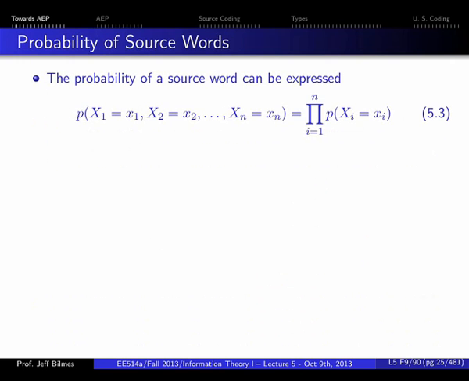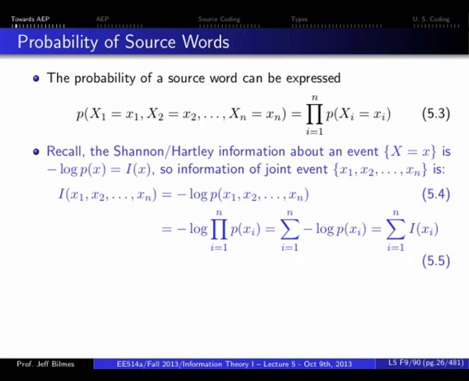Okay. So first of all, what's the probability of a source word? It's an IID source, so basically we can factorize the joint probability distribution in this way. This is just a factorization right here. And we have the Shannon-Hartley information. So remember, the information about an event is I of x. We talked about this, I think, the first or the second lecture. It's the negative log of the probability of that event.